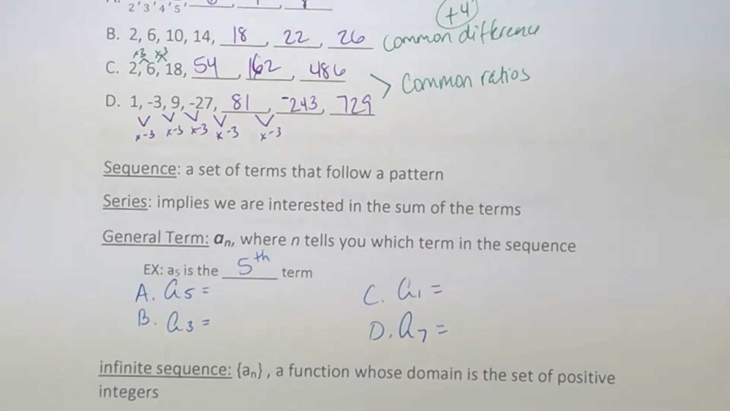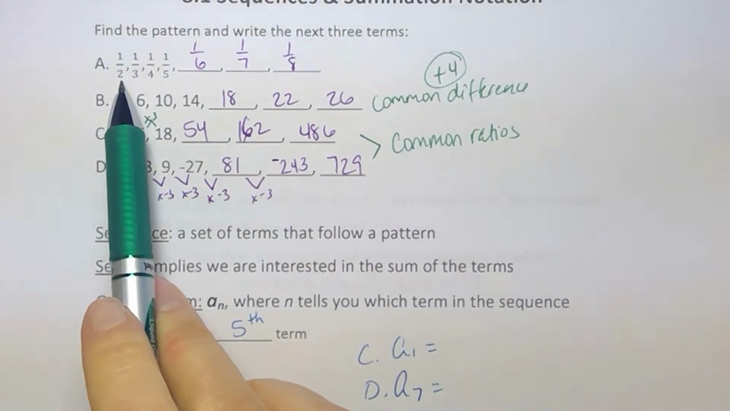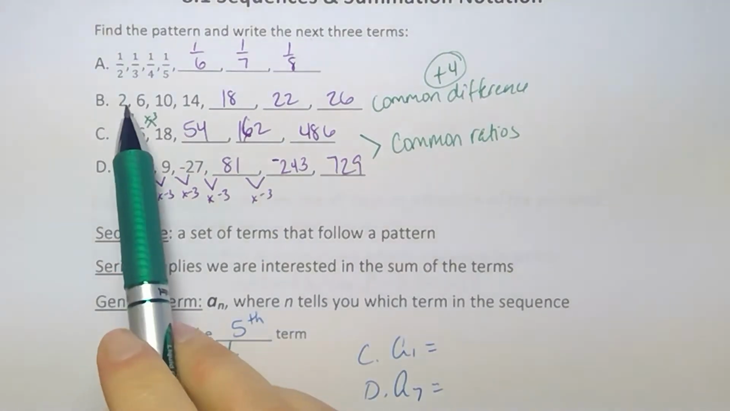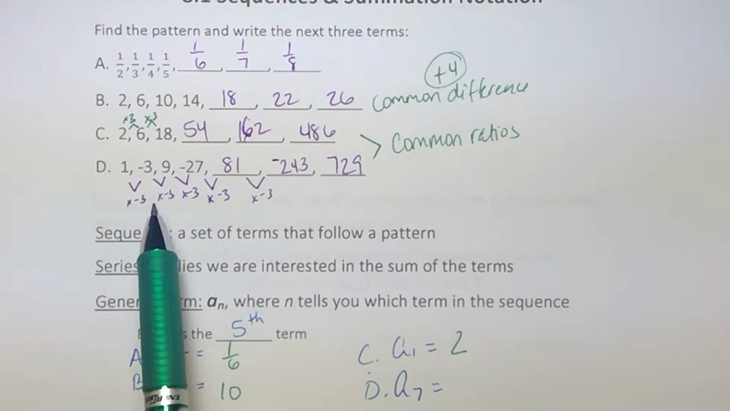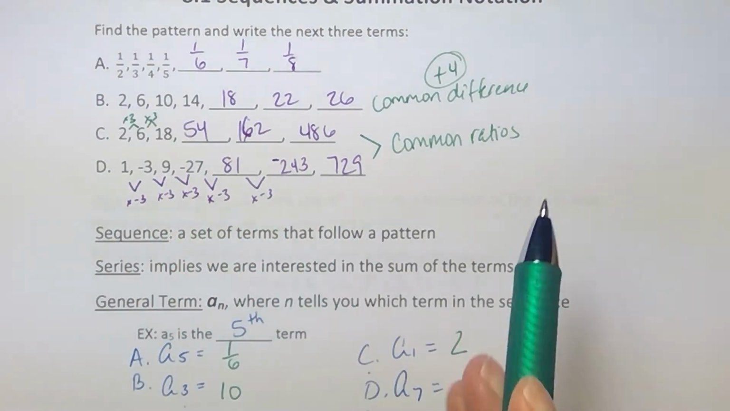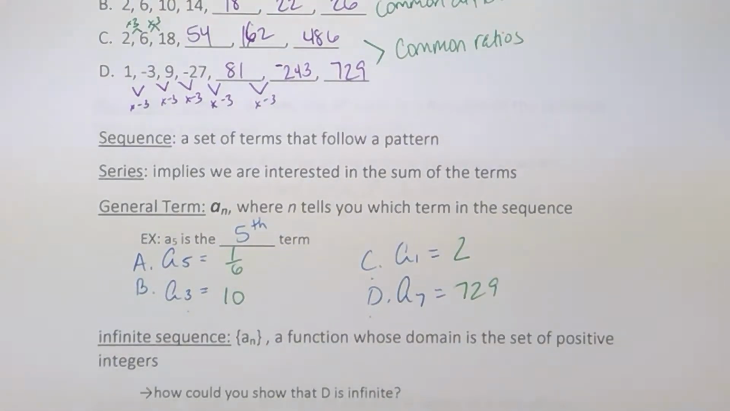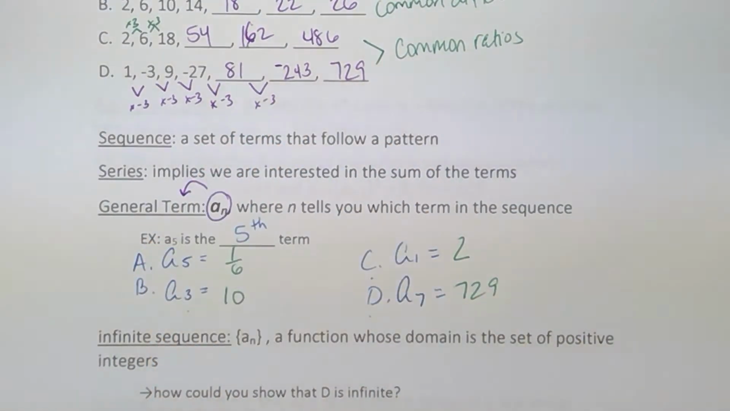Well, look back up at your 4 sequences at the start. For the sequence A, the 5th term, 1, 2, 3, 4, 5, was 1/6. For sequence B, the 3rd term, 1, 2, 3, is 10. For sequence C, the 1st term is 2. And for sequence D, the 7th term, 1, 2, 3, 4, 5, 6, 7, was 7/29. So that subscript just tells us which one of the terms we're interested in. If I just say A sub n, that's what we call our general term. If we know our general term, then we're able to find any other term in our sequence.